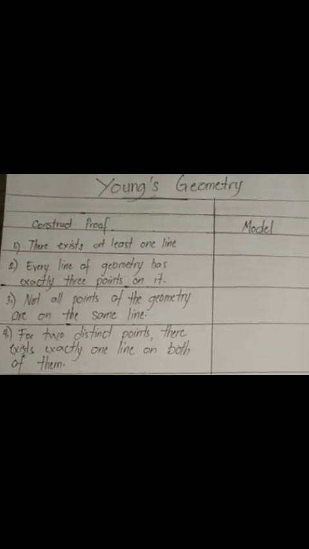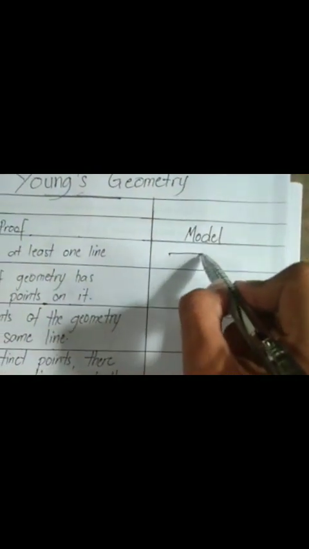The first postulate, or the first axiom, is there exists at least one line. So our model here shows at least one line. Sorry if the table is not perfect, because someone said nothing is perfect. Sorry also for my line, it's not straight, but just imagine it is a straight line.